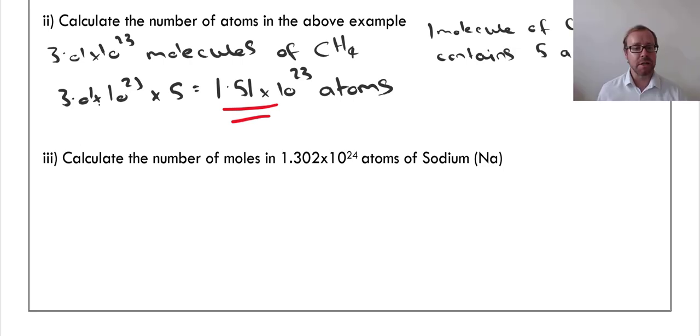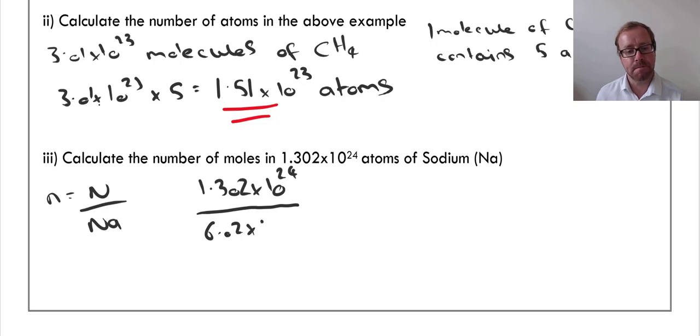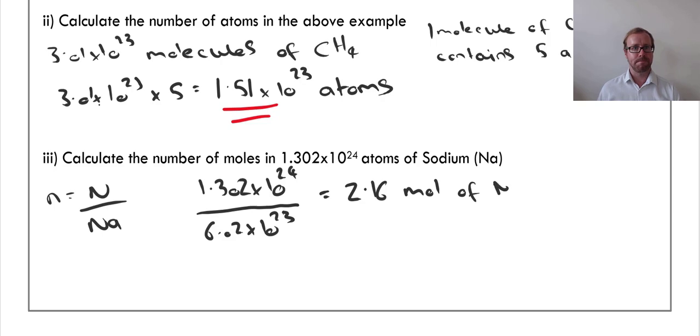Okay, and lastly, it's not the most difficult, it's just a different calculation. Calculate the number of moles in 1.302 times 10 to the 24 atoms of sodium. So I know that I need to use my formula, n equals N over Na. I know my number of atoms. I know Avogadro's constant, 6.02 times 10 to the 23. So I can work out my number of moles, which equals 2.16 moles of sodium. Pretty straightforward.